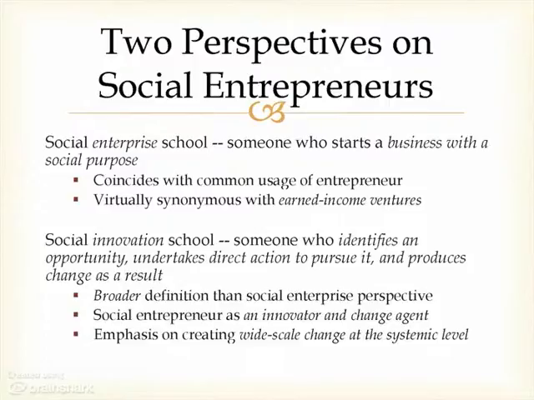The second is the social innovation school, and this is somebody who identifies an opportunity, undertakes direct action to pursue it, and produces change as a result. So the change is the difference here. It produces change as a result. This is a broader definition than the social enterprise perspective, and the social entrepreneur is the innovator and the change agent. This is the emphasis on creating wide-scale change at the systemic level. So understand the difference between those two perspectives, between the enterprise school and the innovation school.